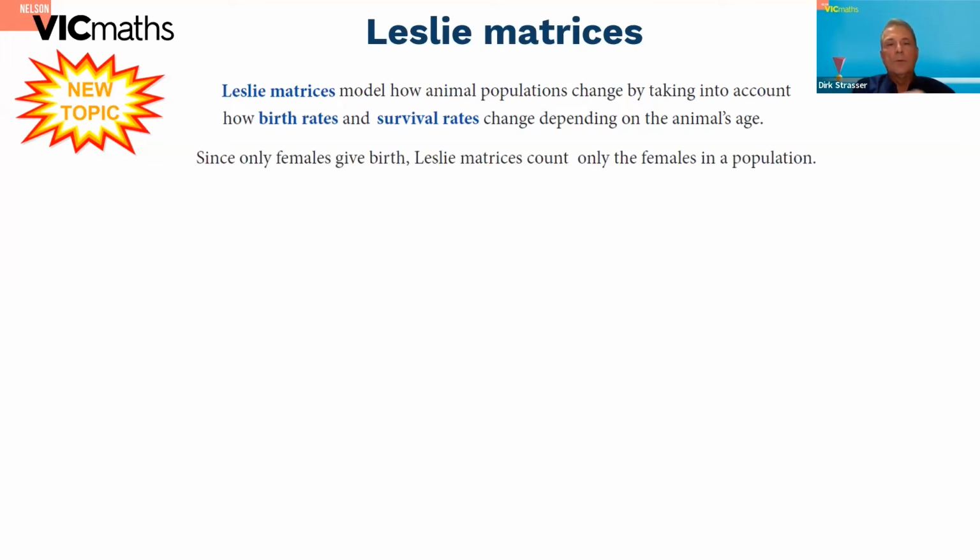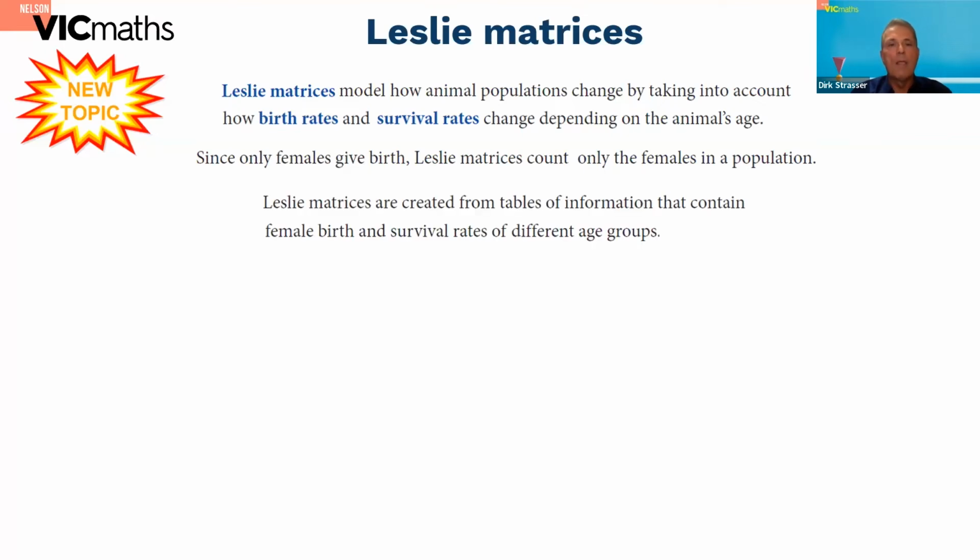Since only females give birth, Leslie matrices count only the females in the population. So that's one thing to keep in mind, because it does affect a number of questions. If you're talking about a total population, you're going to have to double the figure that you're getting, because all you're getting is just the female numbers in the figures always. Leslie matrices are created from tables of information that contain female birth and survival rates of different age groups. Without those tables, you can't do it. You need that information.